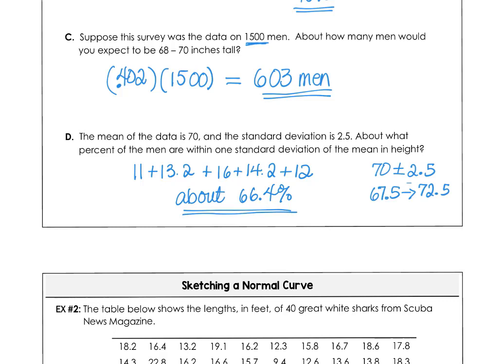And the way we found that was to add that standard deviation to the mean of the data. So 70 plus 2.5 is where I stopped, and 70 minus 2.5 was where I started. So we started at 68 and we stopped at 72. So we would stay within that data set.